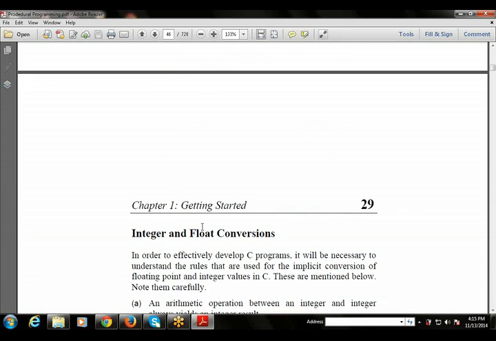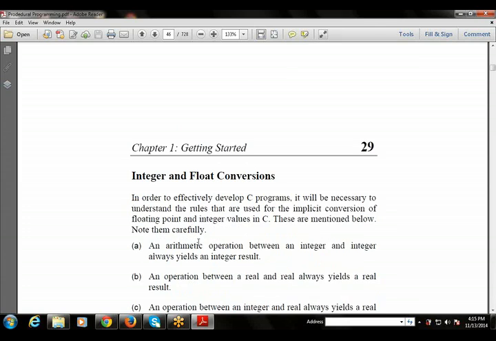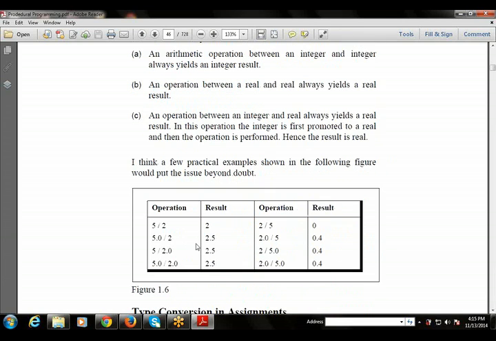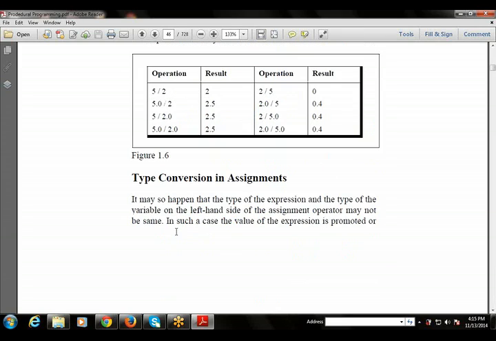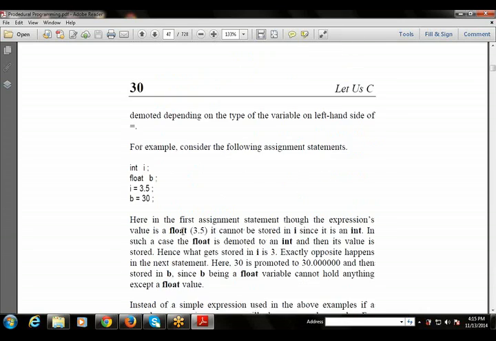Then we have discussed integer and float conversions, that is how an integer is converted into float, and how float is converted into integer. These are the various expressions. If two integers are divided by each other, then the result is also an integer. If one is real and one is integer, then the result is float, that is a real number. Then we discussed type conversions in the assignment operator, that is, when we assign, what are the type conversions?